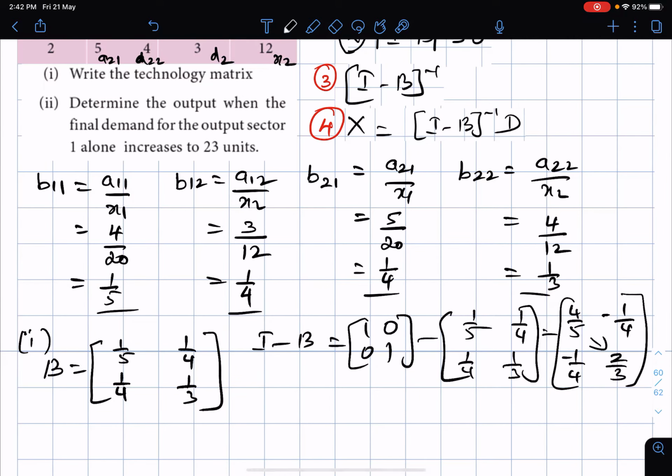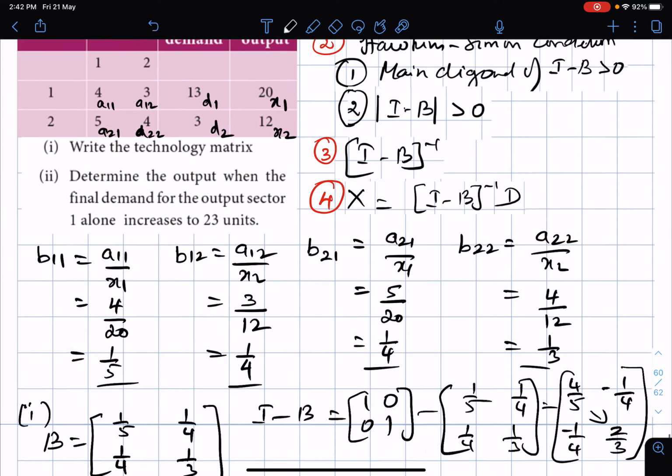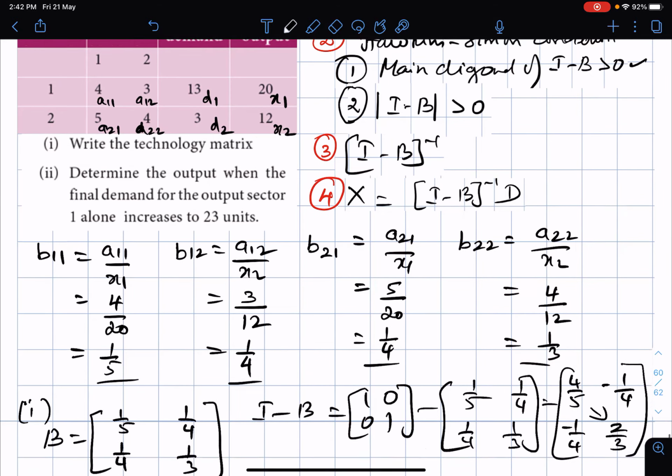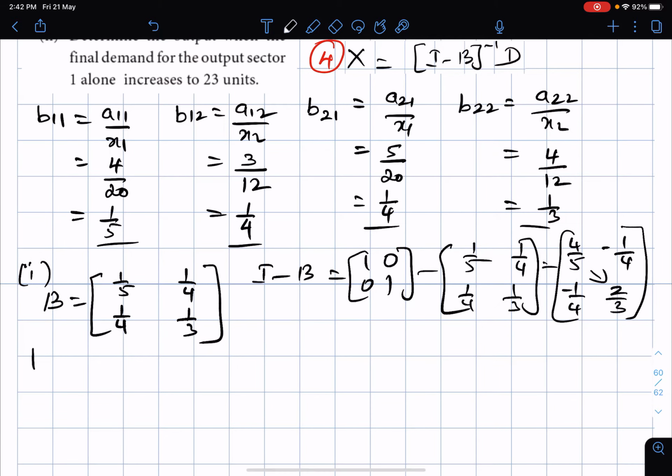Now the main diagonal is positive, so your first condition is satisfied. Now for the second condition, you have to find out the determinant of I minus B. So expanding this determinant, what do you get?